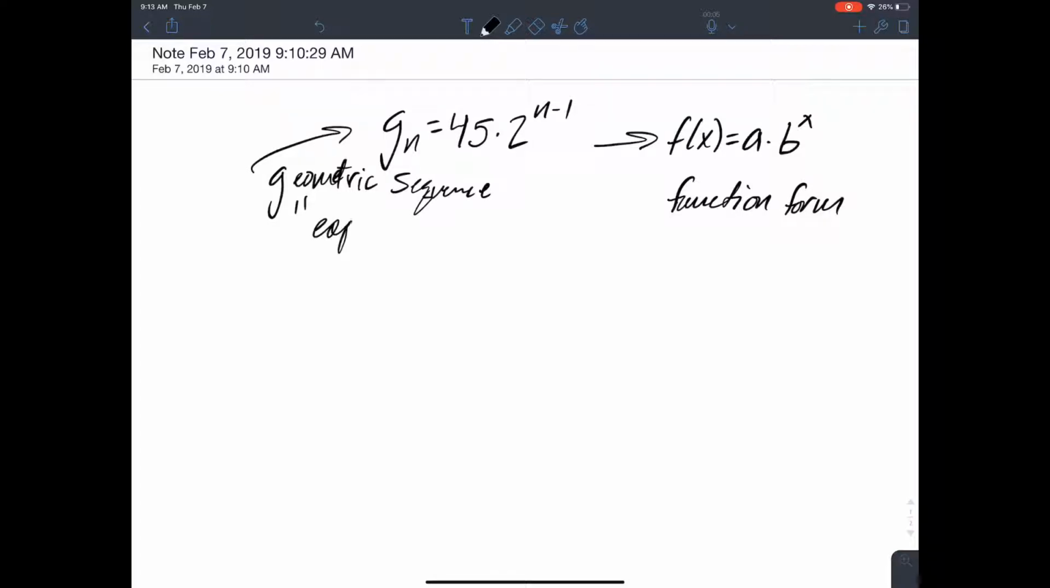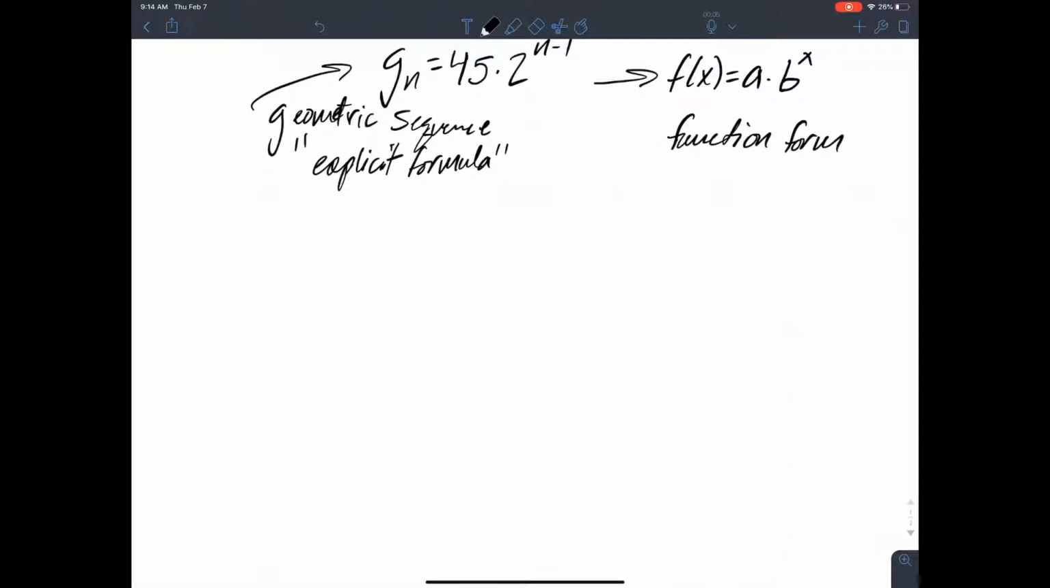And let me be more specific, it's the explicit formula. Okay, so it's not too hard to do. So we're gonna start by just writing out what we have, okay?